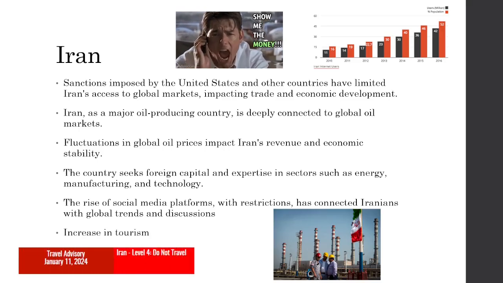There's also been an increase in tourism, and as of January 11, 2024, there is a do not travel advisory in Iran. But as a whole, tourism has increased in Iran due to a variety of different sites that I have really no idea about because I don't plan to travel there.